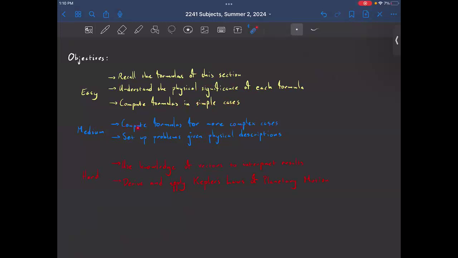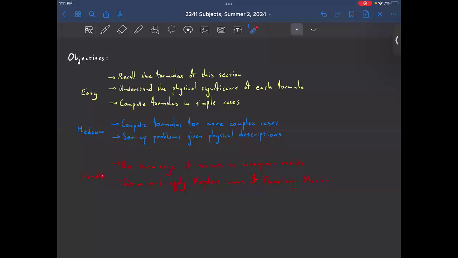So medium objective, compute the formulas for complex cases. And then the last medium is I want you to set up problems given physical descriptions. So often a problem will be described in plain English, maybe they'll give you some parameters, and you have to turn that into a problem in mathematical language that you can then solve.